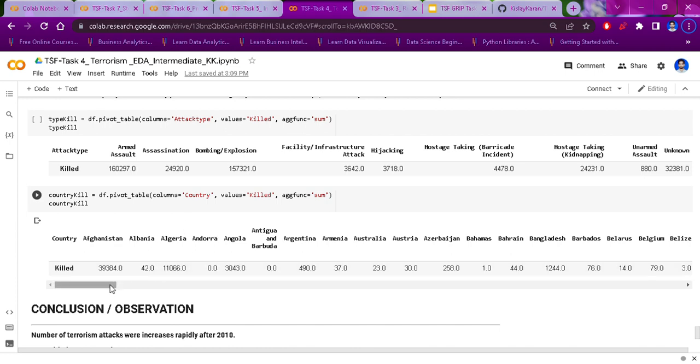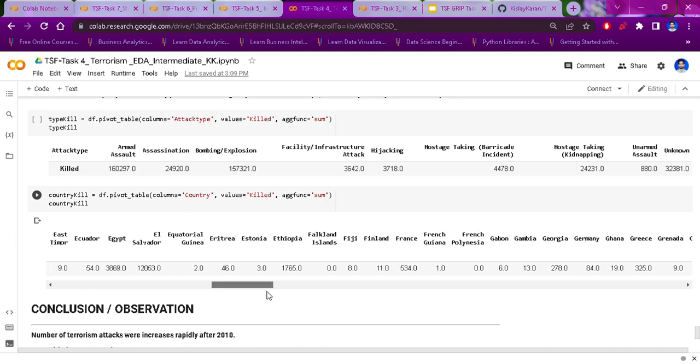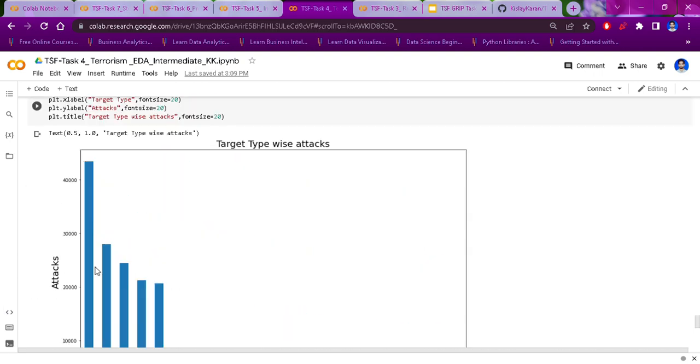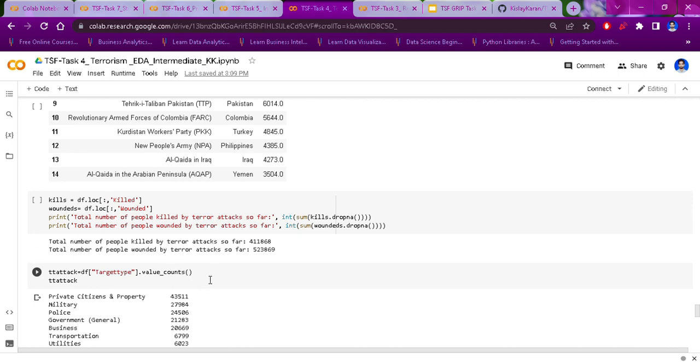And based on the countries, this shows the total number of kills that have taken place till now by the terror groups. Afghanistan has the maximum, about 39,384, and adding all these we get the total number of kills across the globe, which was 4,11,868.